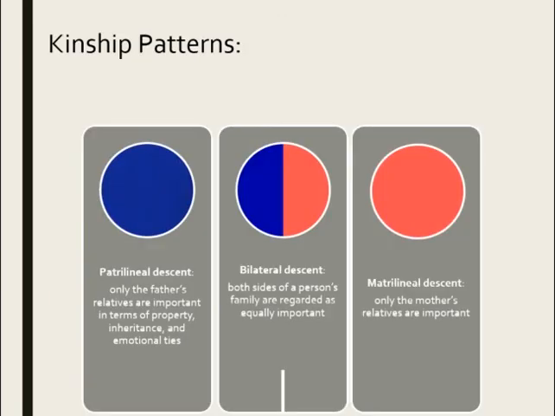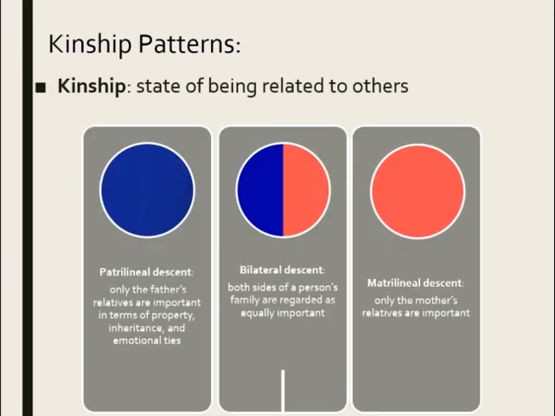Okay, so kinship patterns. Kinship is really just the state of being related to others. If you look at descent patterns, we have a bilateral descent pattern in my family. That means that both sides of a person's family are regarded as equally important. So we put a lot of importance in knowing relatives from both my mother's side and my father's side, and things get passed on from my mother's side to her and from my father's side to him, and so that will just continue.